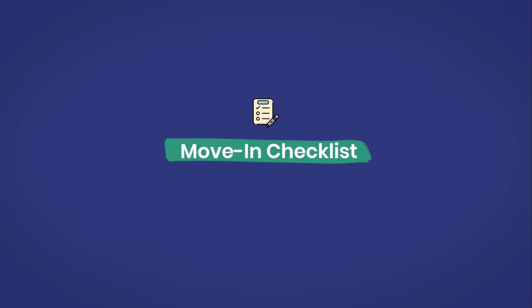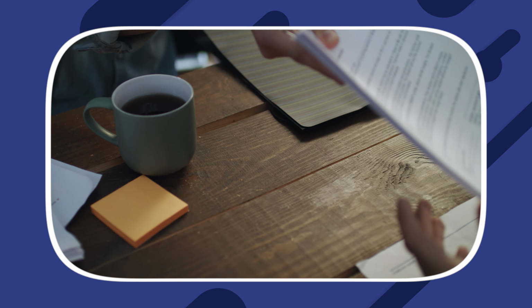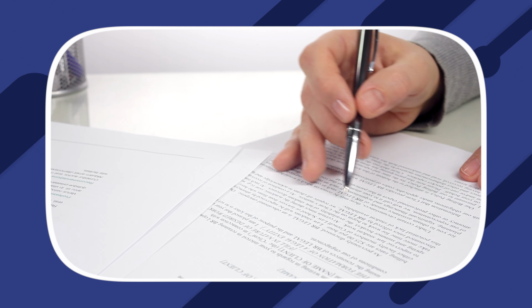Move-in checklist. The landlord should provide an itemized list of any damages to the property so that the tenant knows they are responsible for anything that happens during the lease term. A landlord can attach that to the rental application, lease, or a separate signed document.